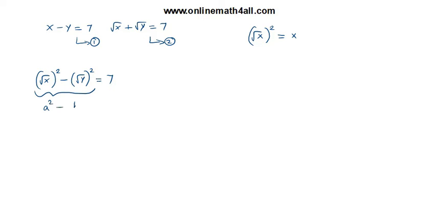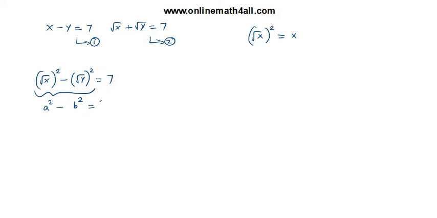Okay, we all know the square root of x the whole square is equal to just x, because the square root and square will cancel out. So from this it's very clear, if you have x, instead of the x we can write square root of x the whole square, because both quantities are equal. So in the first equation, instead of this x I can write square root of x the whole square, and instead of this y, square root of y the whole square, is equal to 7. Okay, now this is in the form of a square minus b square.